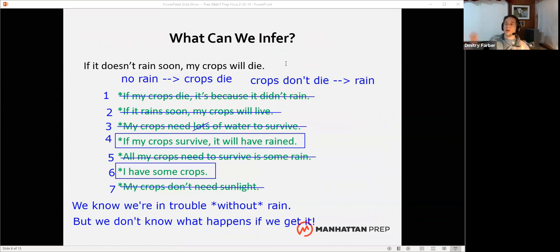Yeah, we're not going to do a ton of this on the GMAT, but they do have conditional statements. They might say if this, then that. And so we don't know that if it does rain, they won't die, right? We don't know just the negation. I can't just say, hey, yes, rain, then crops not die, right? And I don't know just the reverse, that if the crops die, it was because there was no rain. That's what 1 is saying, right? No, 2 is saying, if rain, then not die. It's negating without flipping.